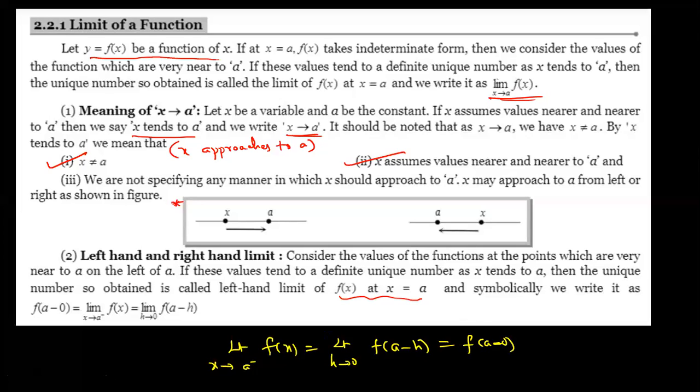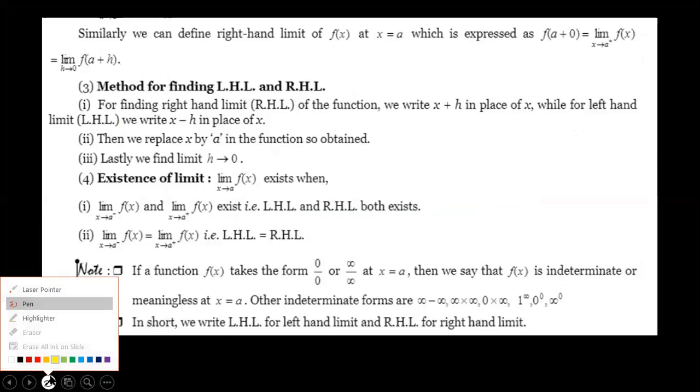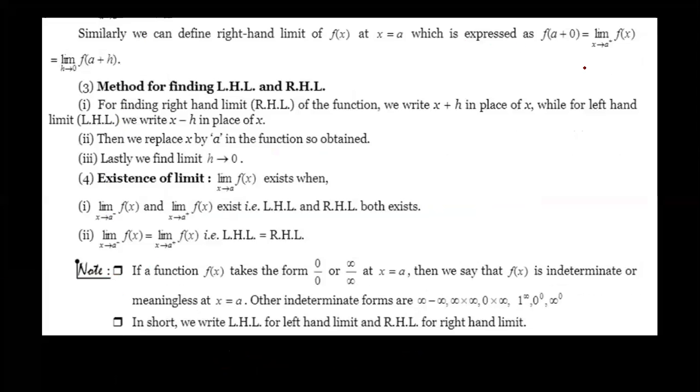What is the right hand limit? Similarly, you can write like this. See carefully. What is the meaning here? Limit x tends to a plus of f of x is equal to limit h tends to 0 of f of a plus h. What is h? A very small positive quantity. That is the meaning.